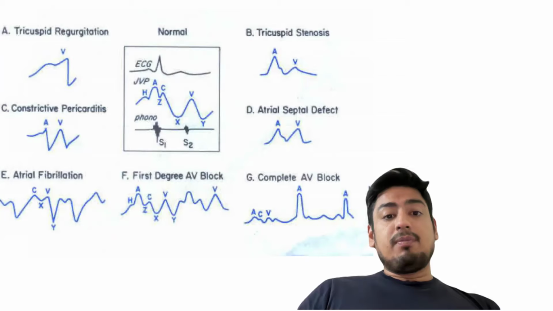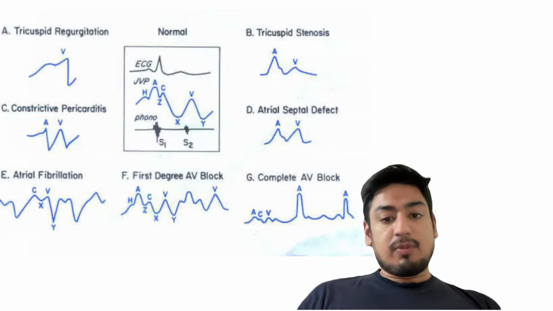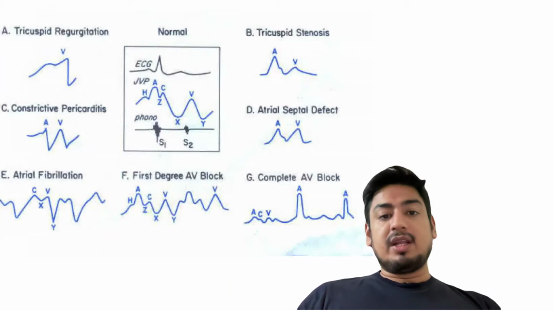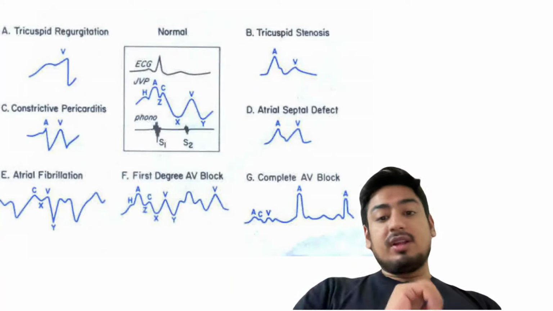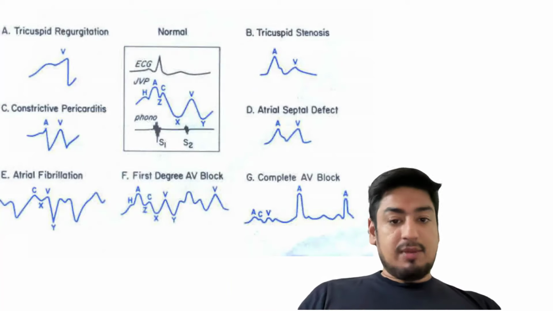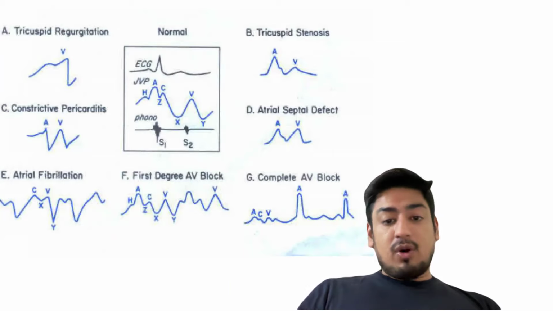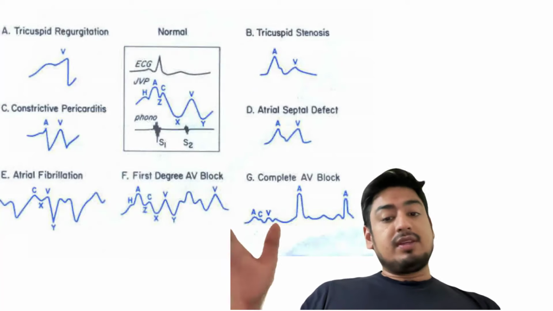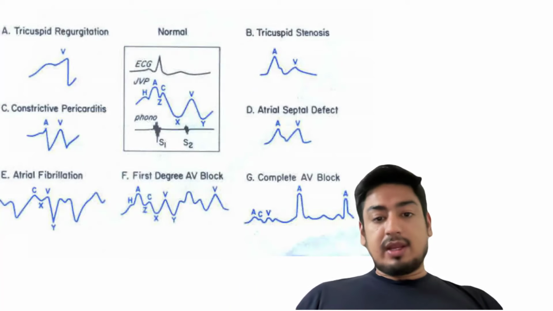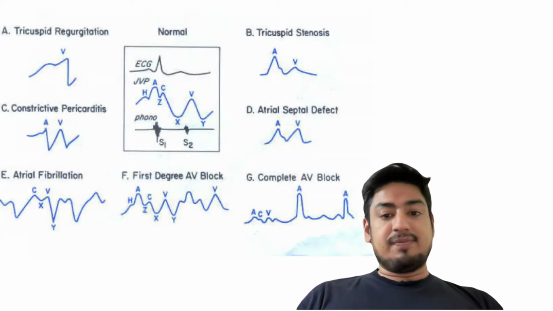Coming on to image B, that is tricuspid stenosis, you can see the A wave is more prominent. So prominent A waves in tricuspid stenosis. And focus on image G. It is really important and has been asked multiple times. You can see all waves are small, and in between there are very, very tall A waves, that is Cannon A waves, and it is seen in complete AV block, ventricular tachycardias or junctional tachycardias.